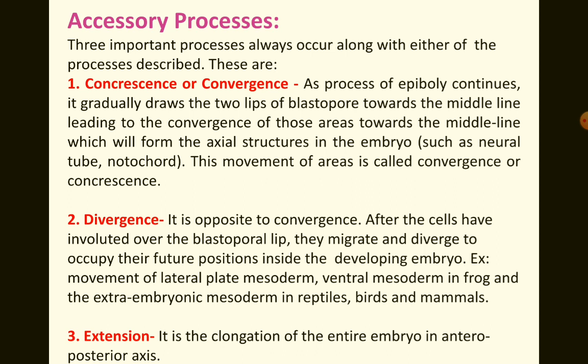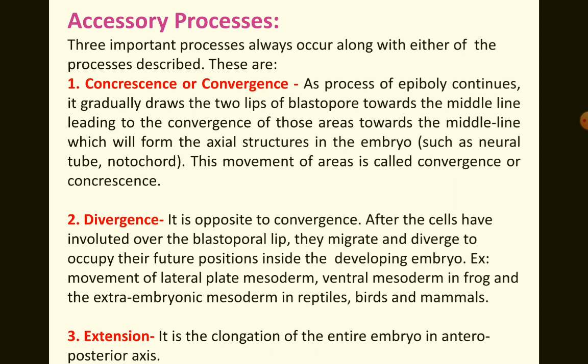One is convergence. It's also called concrescence. The process of convergence simply means accumulation of blastomeres at one point. As the process of epiboly continues, it gradually draws the two lips of the blastopore towards the midline, leading to the convergence of those areas towards the midline, which will form the axial structures of the embryo, like the neural cord or the notochord.